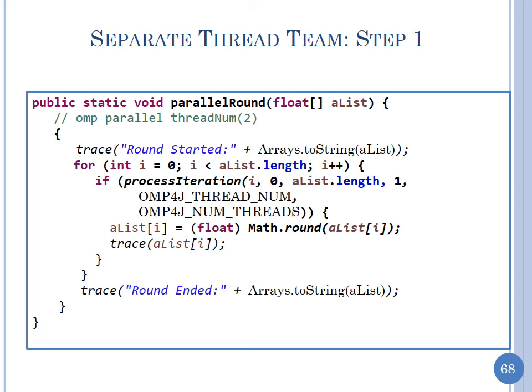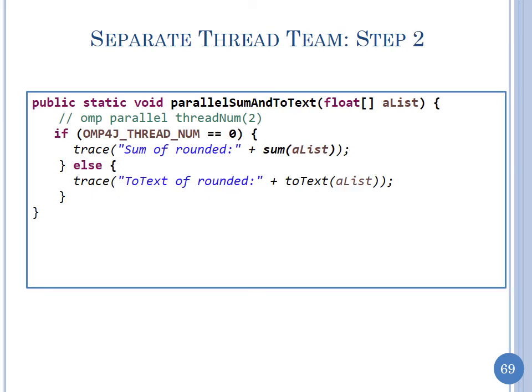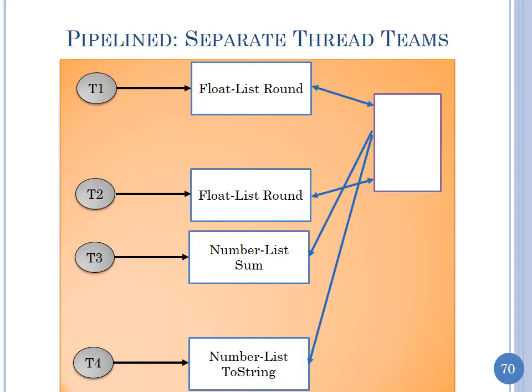So I've got parallel round here first, which creates 2 threads and does exactly what we talked about earlier. And then I've got a separate thread team doing the second problem, where I say, if I'm thread number 0, I do sum. If I'm thread number 1, I do toText. So this is just composing the two solutions we saw earlier, with separate thread teams.